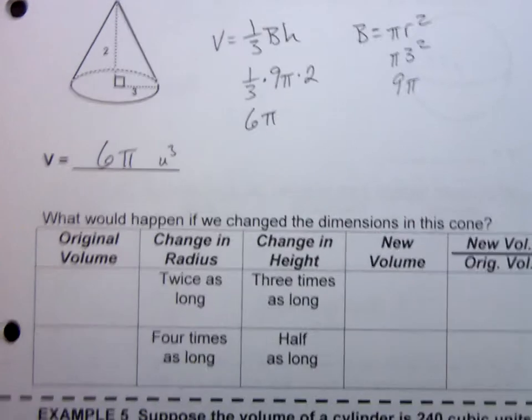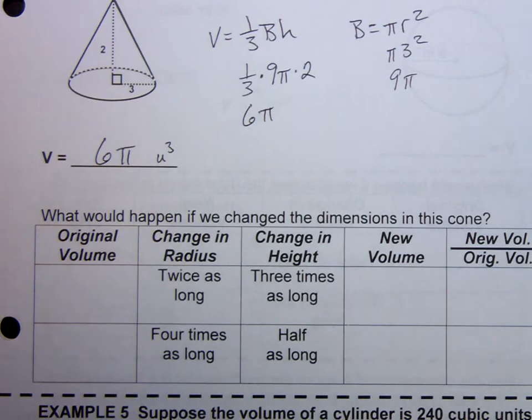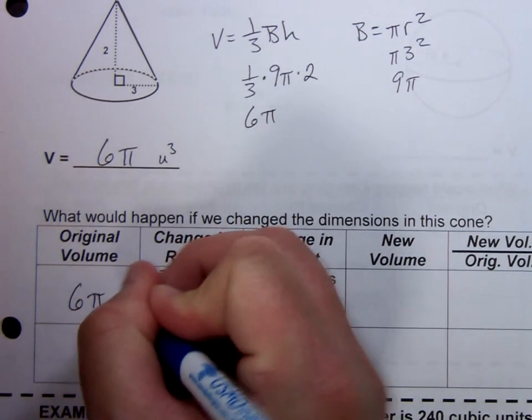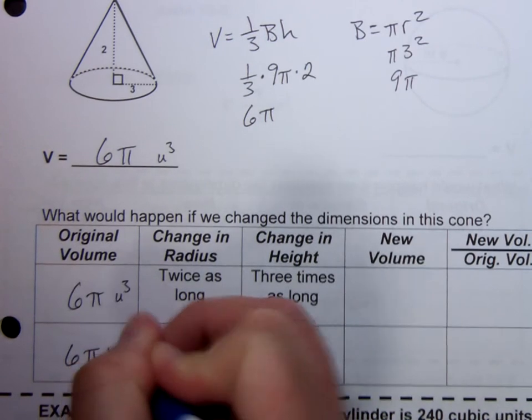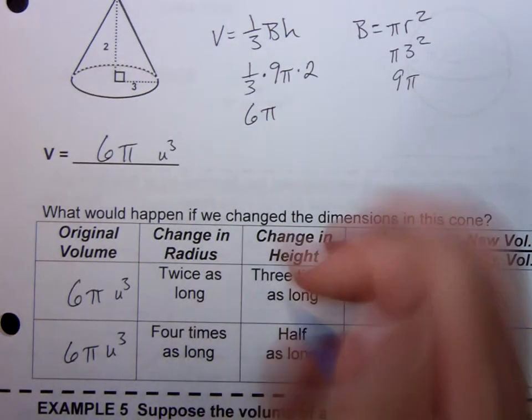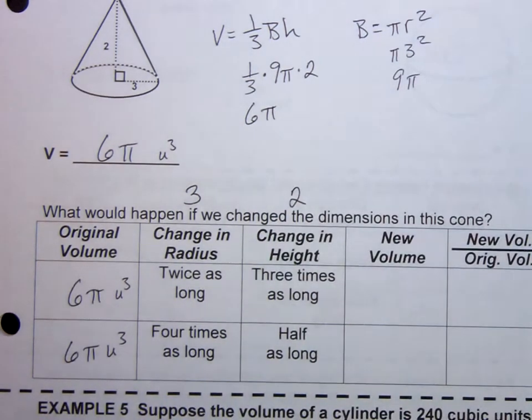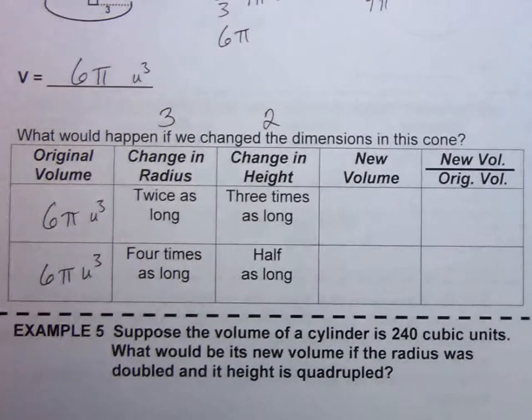Alright, so let's come down here. What would happen if we change the dimensions in this cone? Alright, the radius is originally 3, and the height is originally 2. So let's see what changes they want us to make, and we'll see what happens.